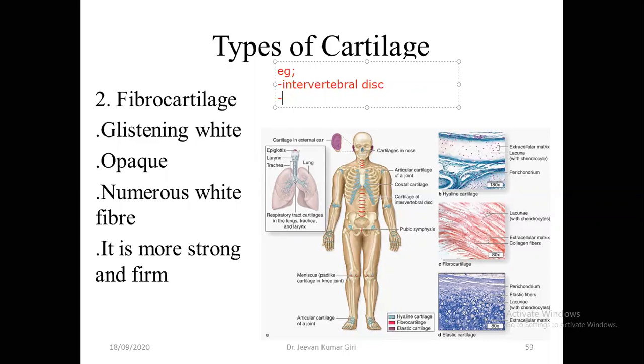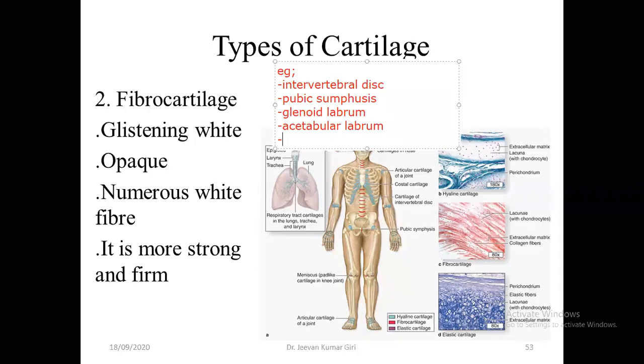Then next is the pubic symphysis. Cartilage of pubic symphysis. Again, you will see this fibrocartilage in the glenoid labrum. Glenoid labrum. Next, you will see this fibrocartilage in the acetabular labrum. Again, you will see this fibrocartilage in the menisci.